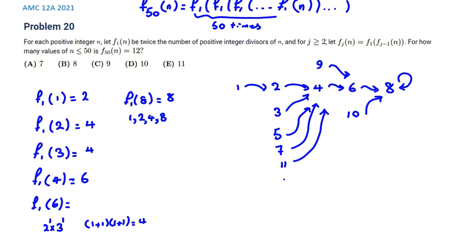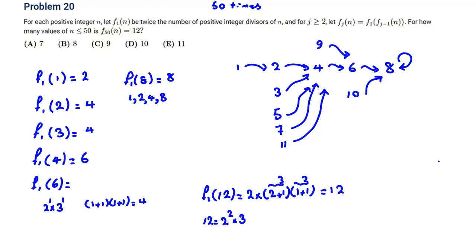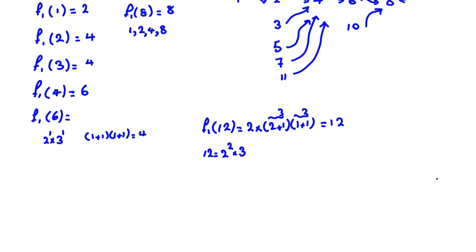But 12 is different because it's the first number that is p squared times q. f1 of 12. 12 is what? It's 2 squared times 3. And it is 2 times the number of positive divisors. 2 plus 1 times 1 plus 1, so it is 3 times 2, 6, and 6 times 2 is 12. So 12 goes to itself, so it's the first good number that we found.